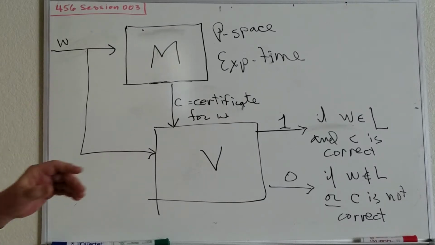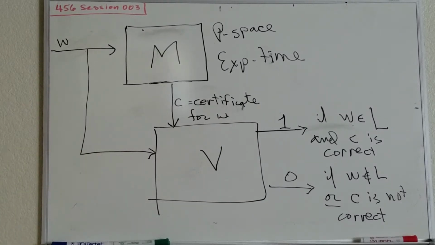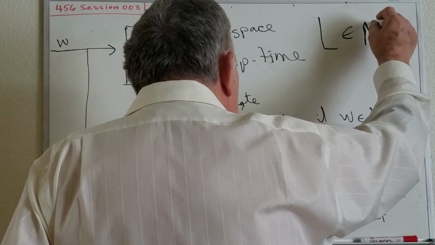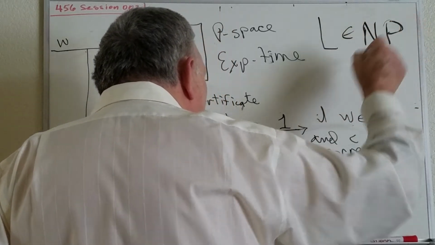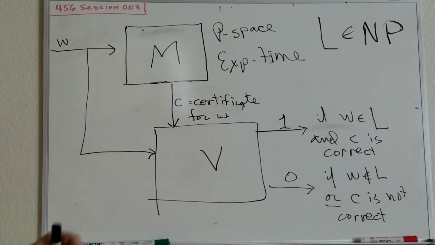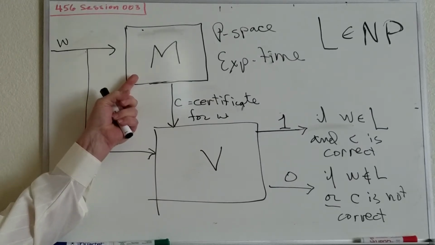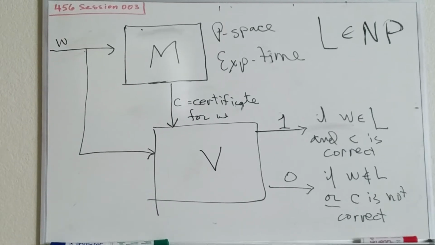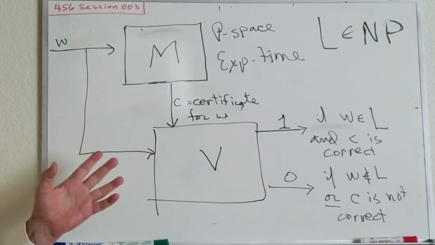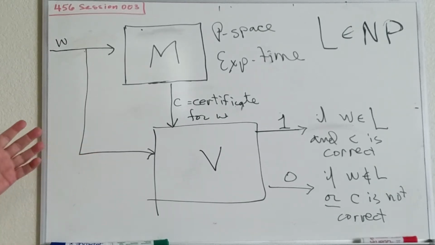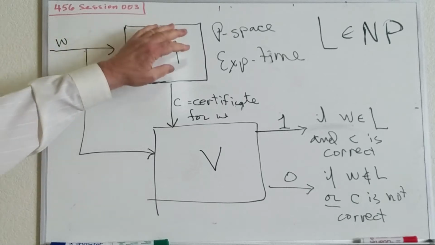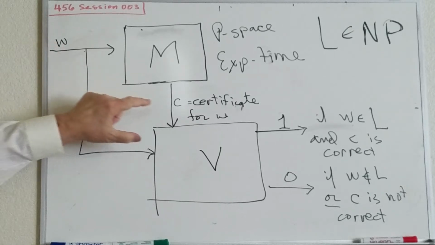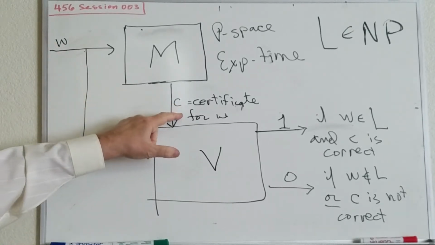If we're considering a particular NP language L, so let's say that L is in the class NP, then there is a way to compute something called the certificate. Now the certificate is polynomial. Suppose that L is a language in the class NP. Then there is a machine which can compute the certificate. If W is a member of L, there is a certificate for W.